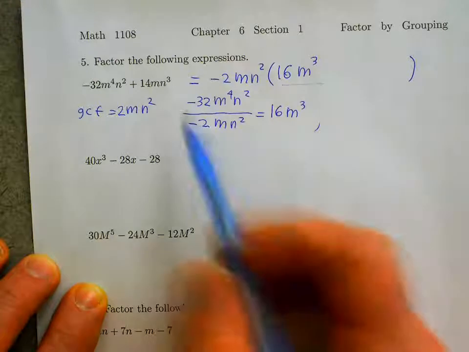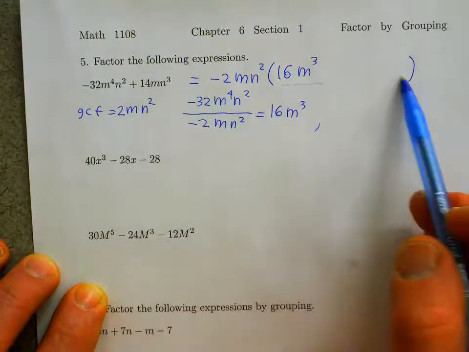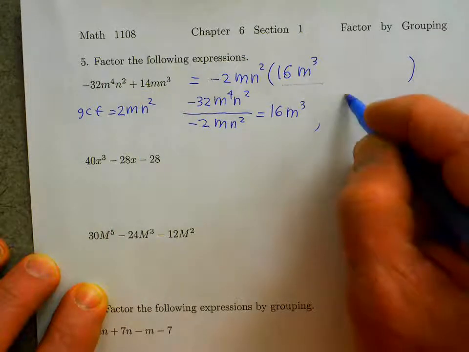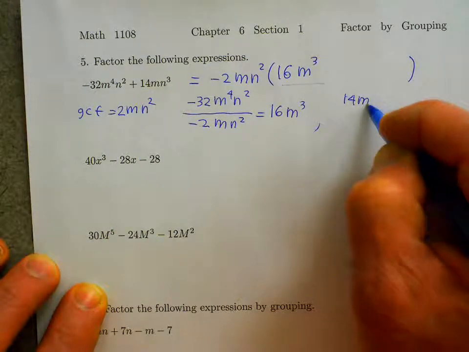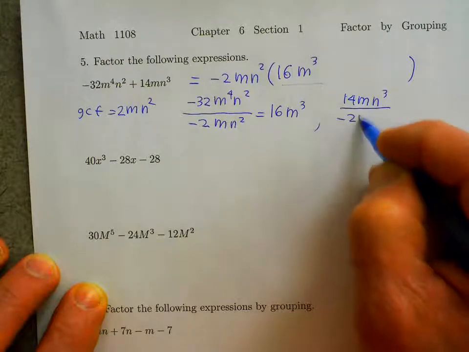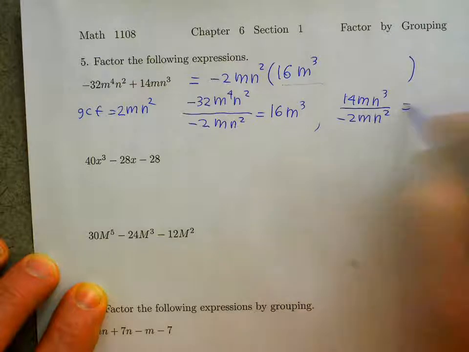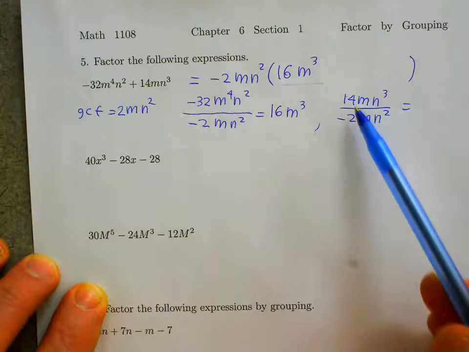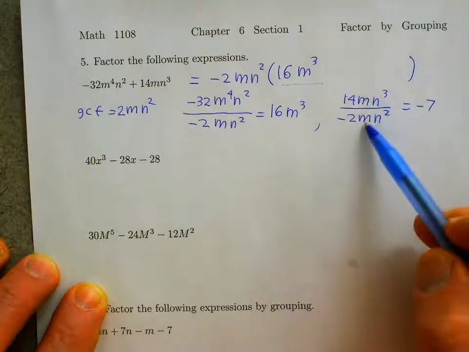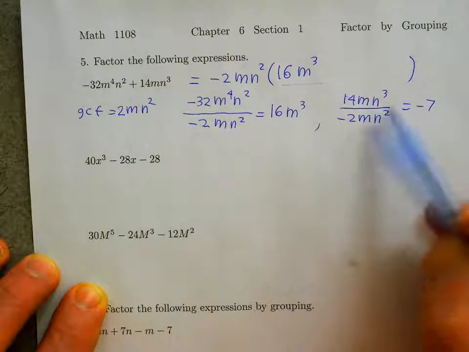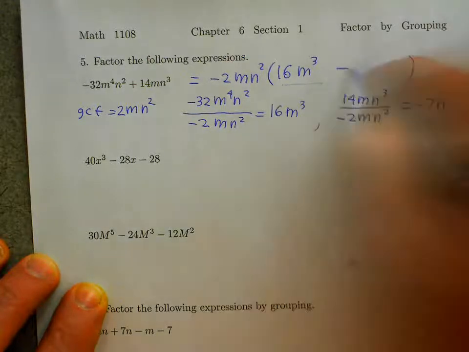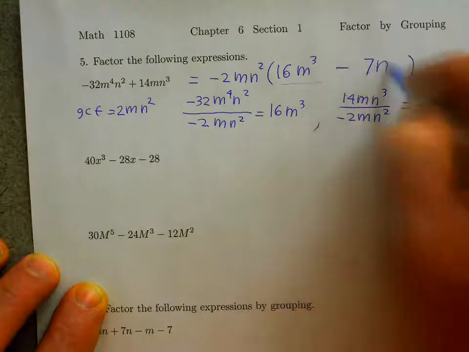Okay, then the next term in the parentheses is what we get when we divide 14m n to the third by negative 2m n to the second. 14 divided by negative 2 is negative 7. M divided by m is 1. And n to the third divided by n to the second is n. So we just have minus 7n.